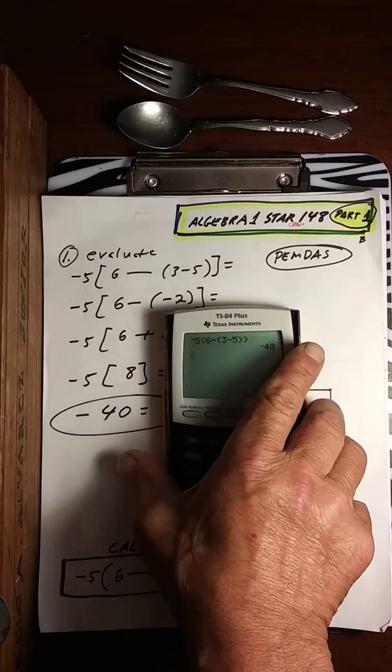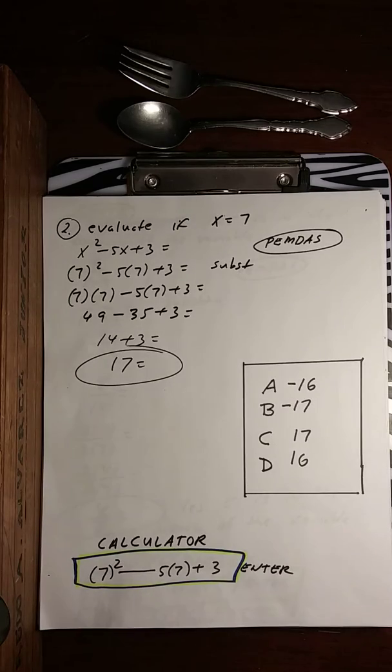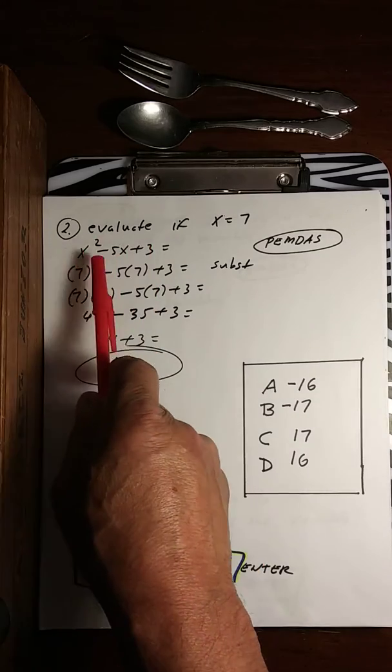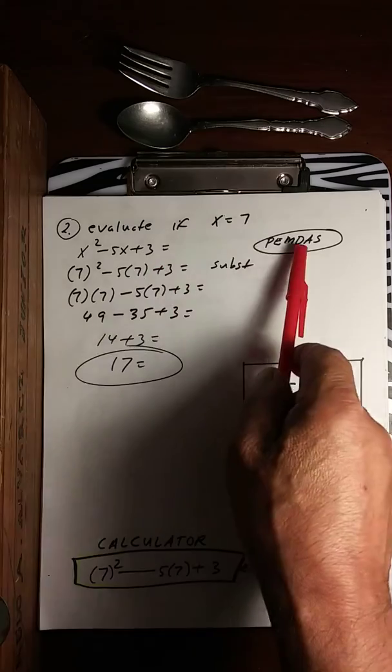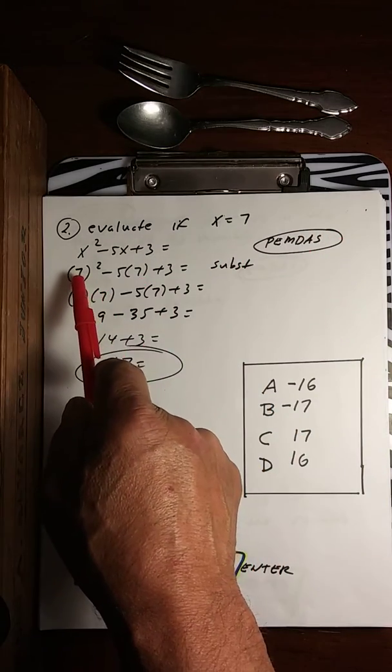Alright, let's go to the next question. Evaluate if x equals 7. Here's the formula. X squared minus 5x plus 3. Bam, this again. Please excuse my dear Aunt Sally. Parentheses, exponent, multiply, divide, add, subtract. 7's in there, 7 in there.